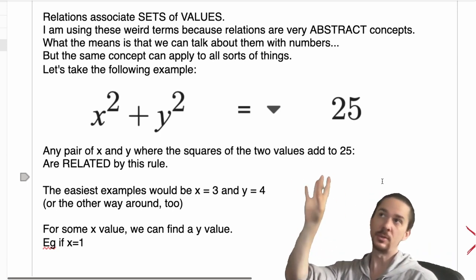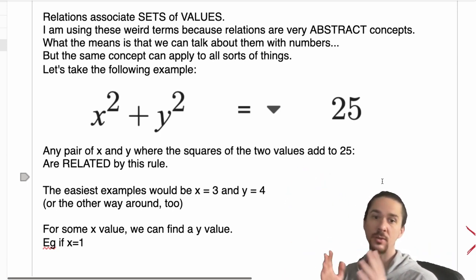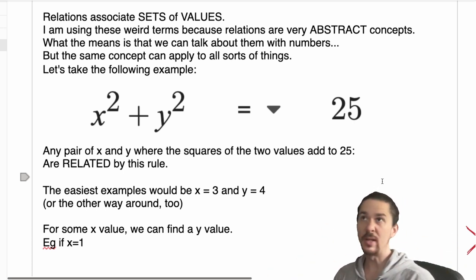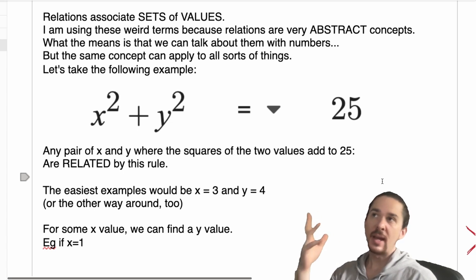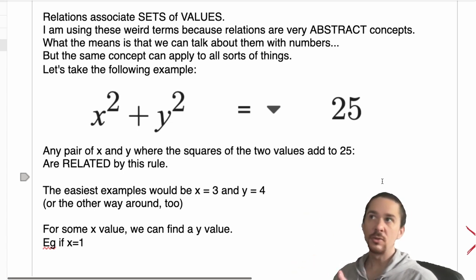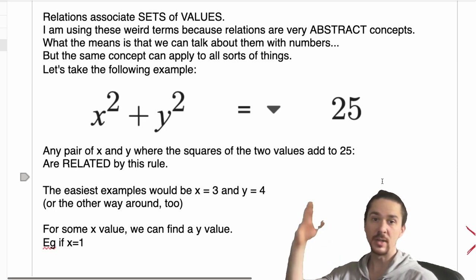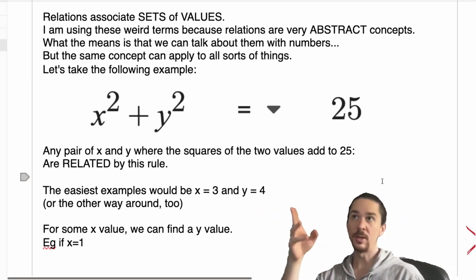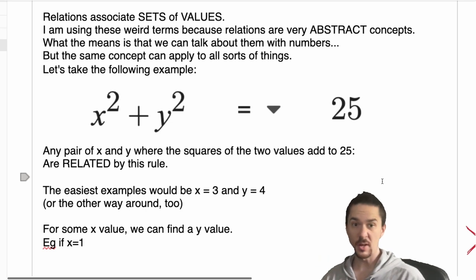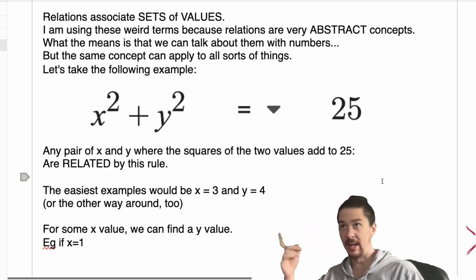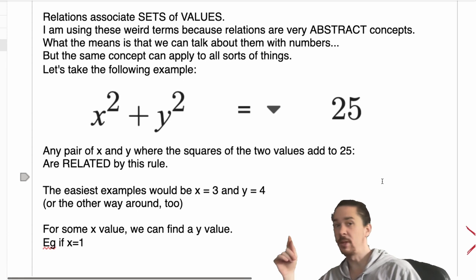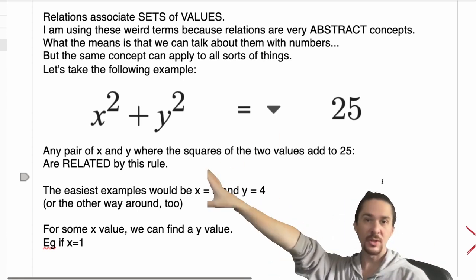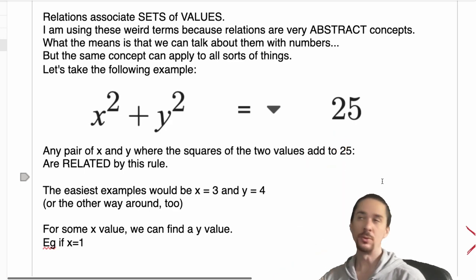But let's stick with numbers. So we'll take this example, x squared plus y squared equals 25. Hopefully you recognize that this is a bit of a Pythagorean triad. So we have a pair of x and y where the squares of the two values add to 25. So x and y are related by this rule. So we can have some easy examples. x could be 3 and y could be 4. There are actually a lot of examples that could work. x could be -3 and y could be 4. x could be 3 and y could be -4. x could be -3 and y could be -4. When we square them, those pairs will all add up to 25.